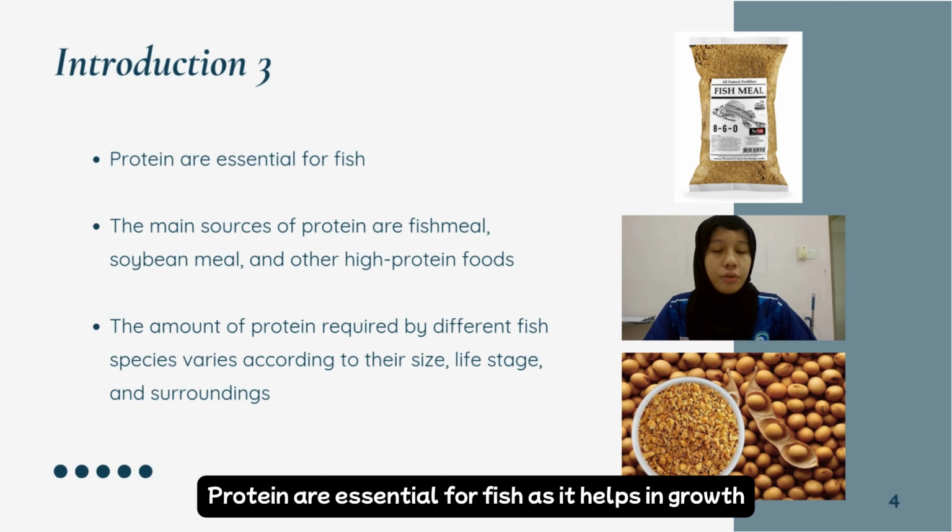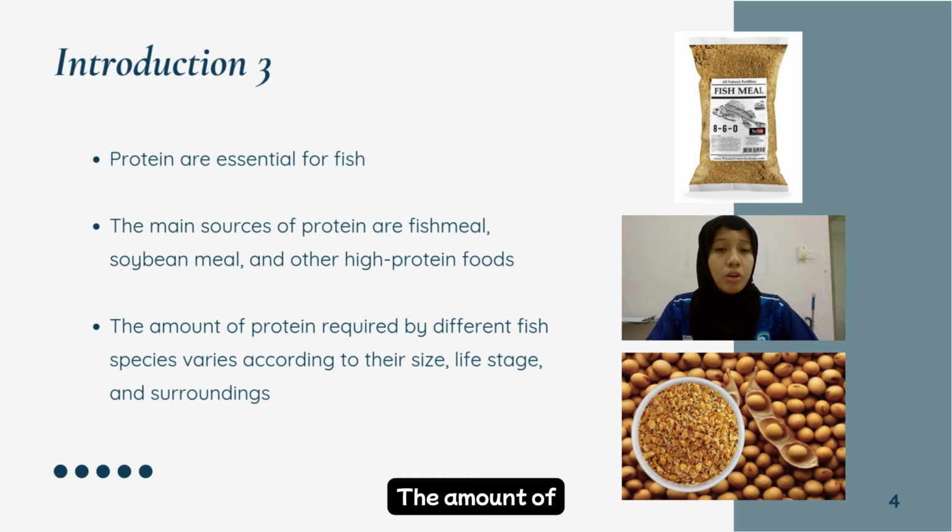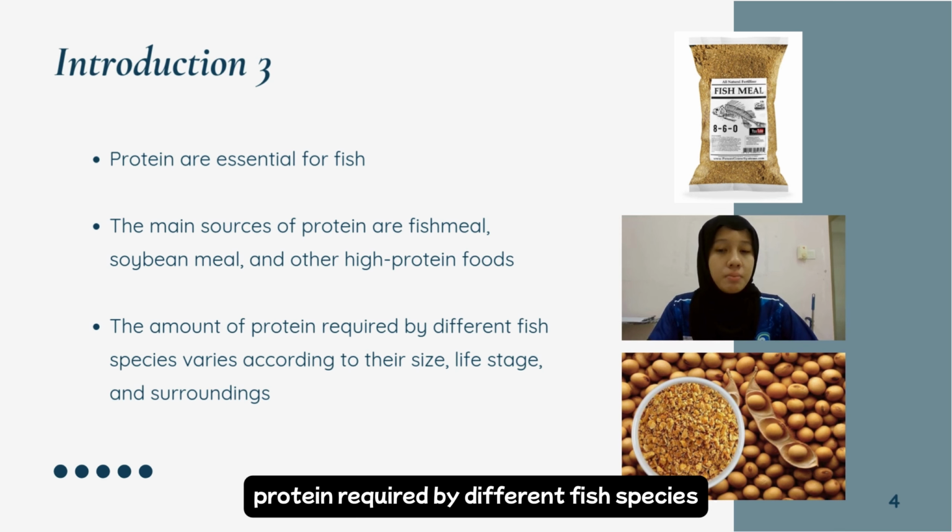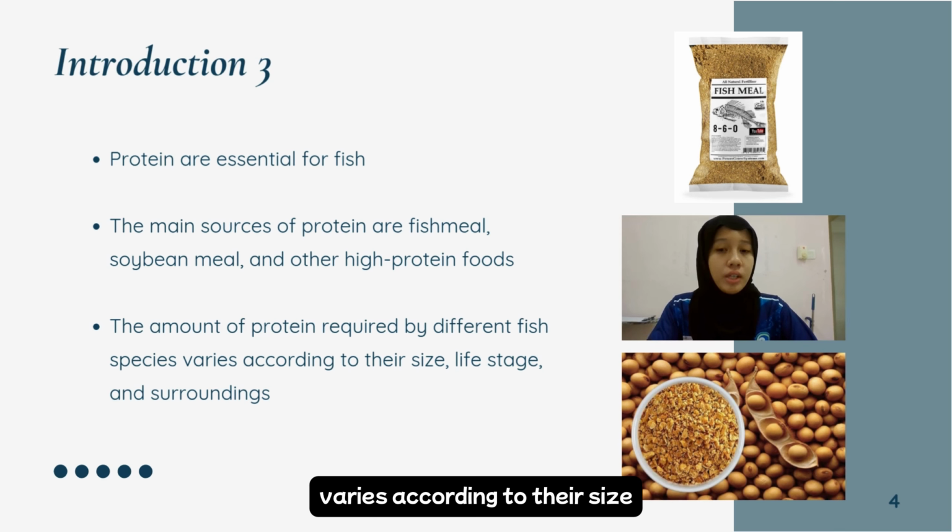Proteins are essential for fish as they help in growth, reproduction, and many more aspects that are important in fishes. The main sources of protein are fish meal, soybean meal, and other high protein foods. The amount of protein required by different fish species varies according to the size, life stage, and surroundings.